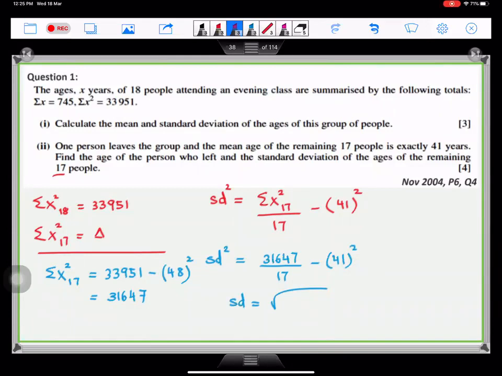Now, there are two options. If you have the original 17 numbers, you could have squared each one and found a new one. Or, what's the shortcut? Subtract that 48 square, and then you get a new sigma x squared. That is 31647. Based upon that, based upon the new mean of 41, you calculate the standard deviation for the remaining 17 people. Okay, let's move on.